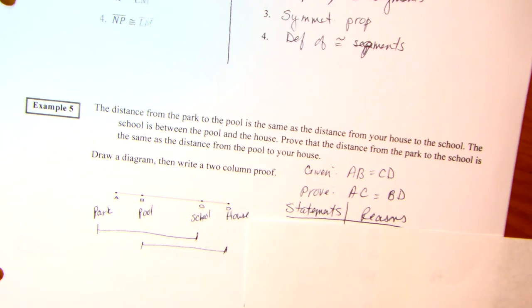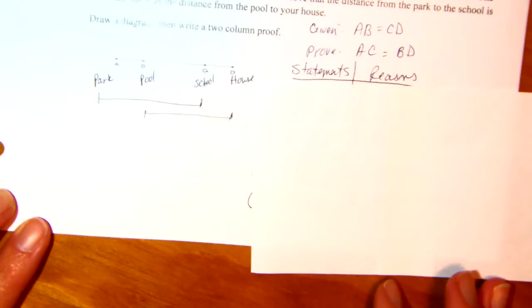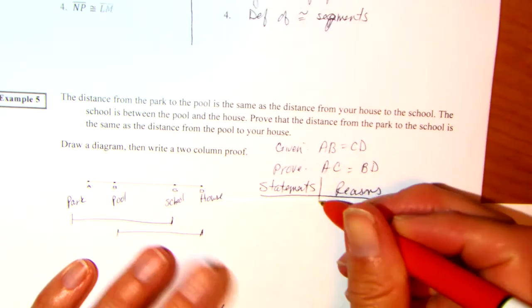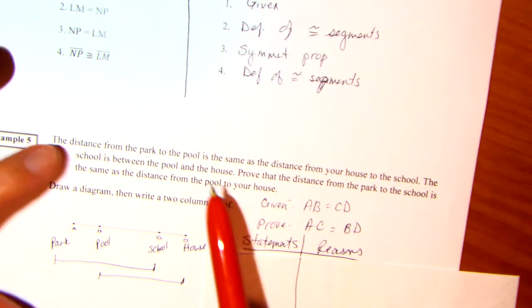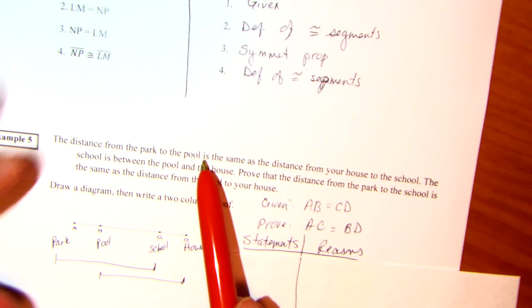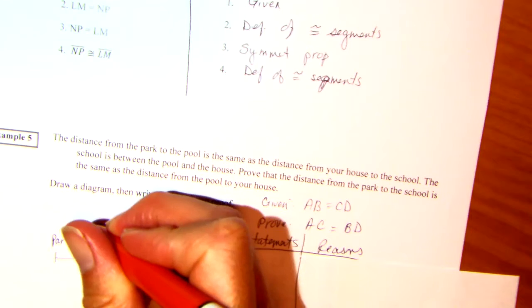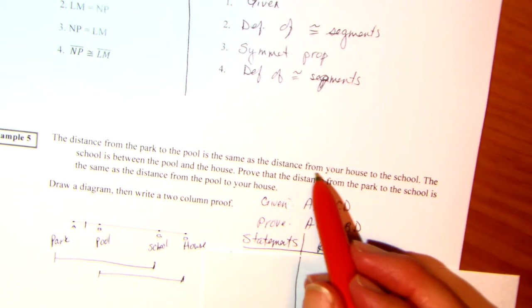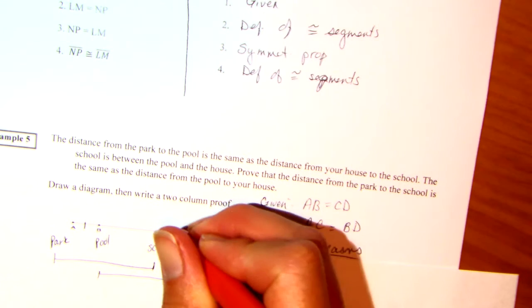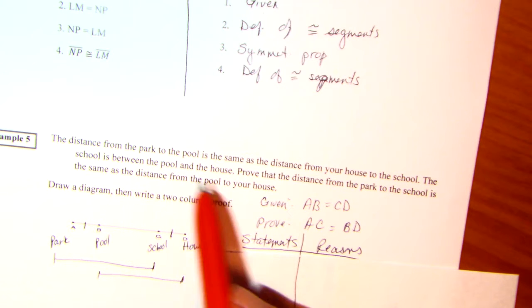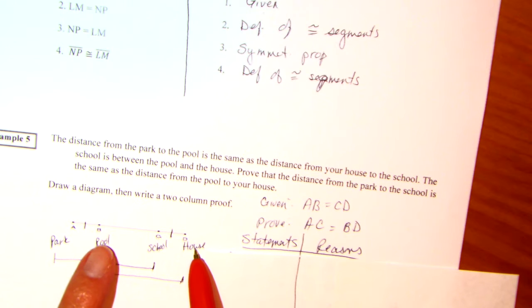Here's the one I messed up. If you'll notice, there's like some post-it notes over it, so I'm just going to have to write over this one and deal with it. Here we go. So the distance from a park to a pool, so that's from here, I'm going to mark it, is the same as the distance from your house to school. The school is between the pool and the house.